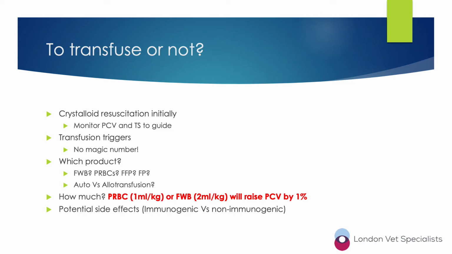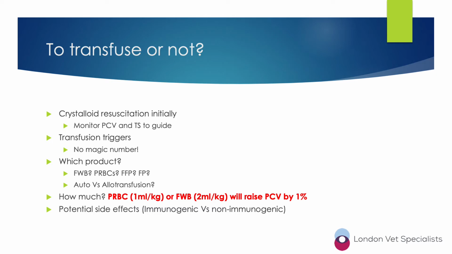neoplastic contaminated blood. In terms of how much blood we need to give the patient, we try to target a goal PCV. You may not be able to get it back within normal limits, but you want to increase it towards normal. If you're using packed red blood cells, for every 1 ml per kilo you give the dog, you should increase the packed cell volume by 1%. Compared to fresh whole blood, that would be a dose of 2 ml per kilo, increasing the PCV by 1%.